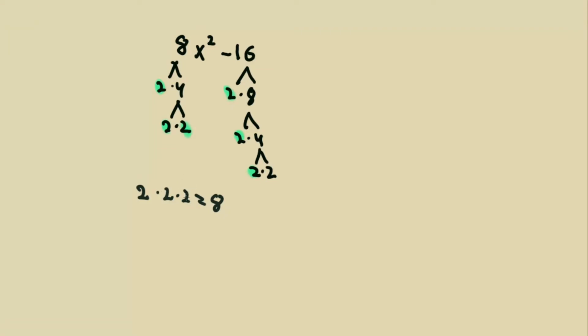All right, now that we've found the greatest common factor of this binomial, all we have to do is simply put 8, and then let's put parentheses. And then we have to think, what times 8 gives us 8x squared? And that is just x squared. 8 times x squared is 8x squared. Now, what times 8 gives us negative 16? And that is negative 2. Negative 2.